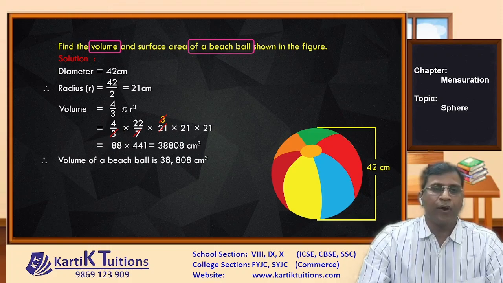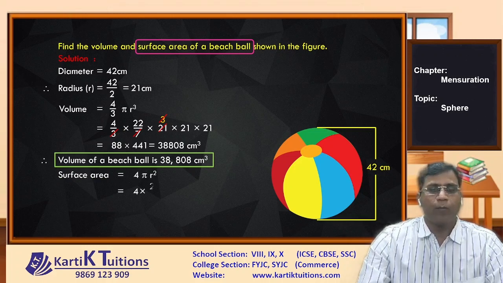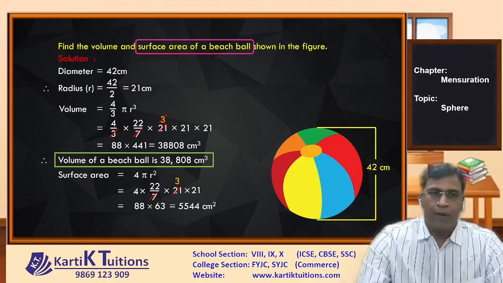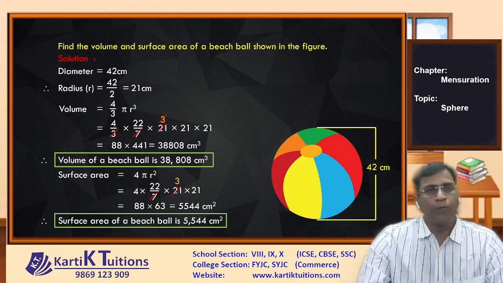Now next they ask us to find surface area of the ball. Now surface area of a sphere is what? 4 pi r square. So here it is 4 into 22 upon 7 into 21 into 21. Now 7 ones are 7, 7 threes are 21. So 4 into 22 will give us 88, and 3 into 21 will give us 63. Now 88 into 63 will give us 5544 centimeter square. Now here it is surface area, so it will be unit square. Now since the unit is centimeter, we'll write it as centimeter square. So the surface area of a ball is 5544 centimeter square. I hope you have understood this sum.